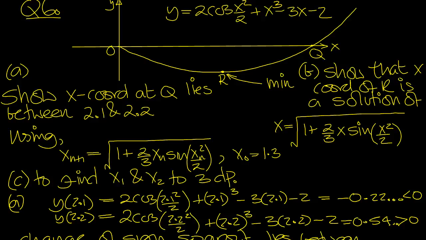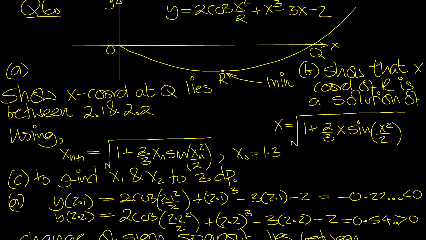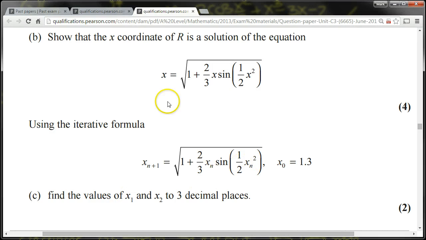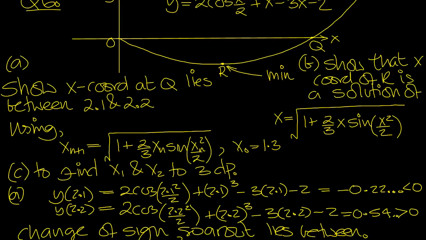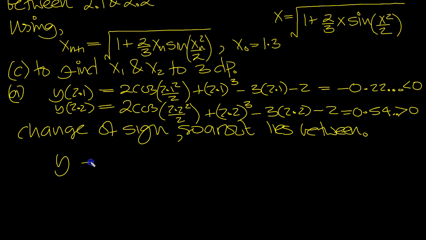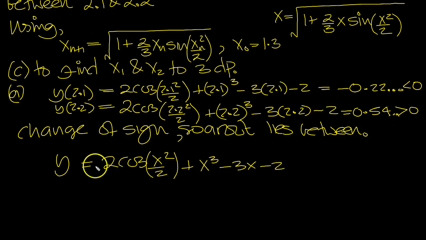Part B, show that the x-coordinate of R is a solution. Show that the x-coordinate of R, the minimum, is a solution of this. Okay, well I'm just going to go back and check I wrote it correctly. The x-coordinate of R, so that's when it's a minimum. So y is equal to 2 cosine x squared over 2 plus x cubed minus 3x minus 2. I've just written it down from here.